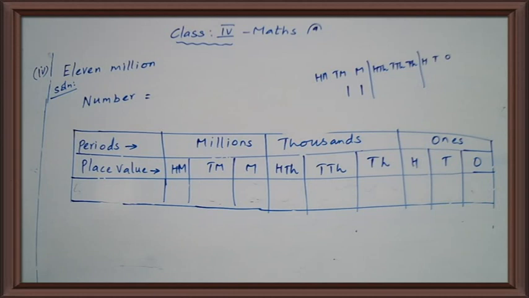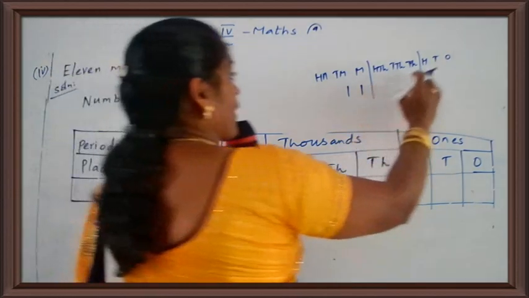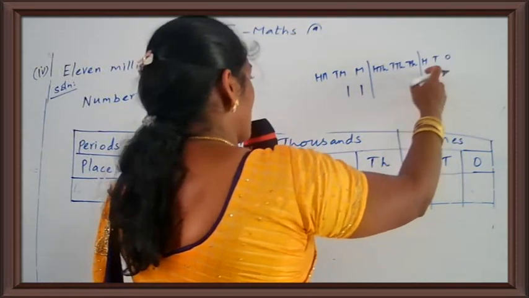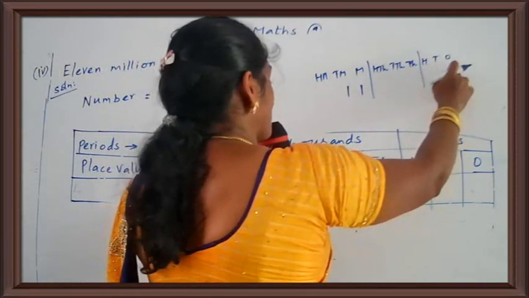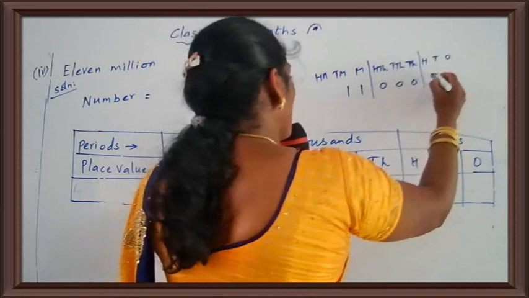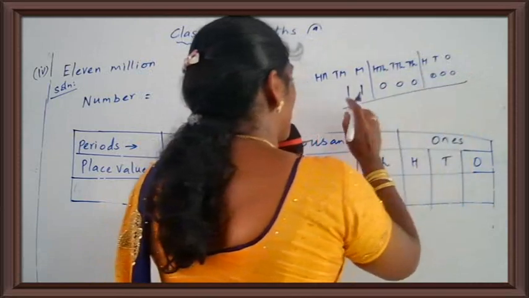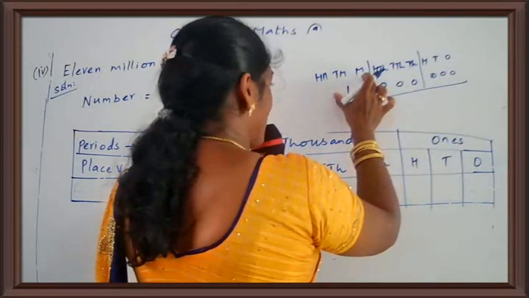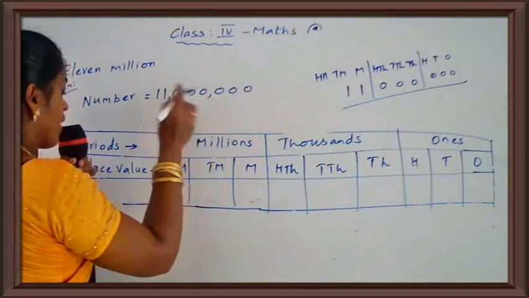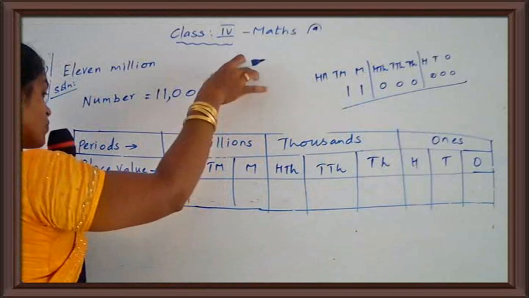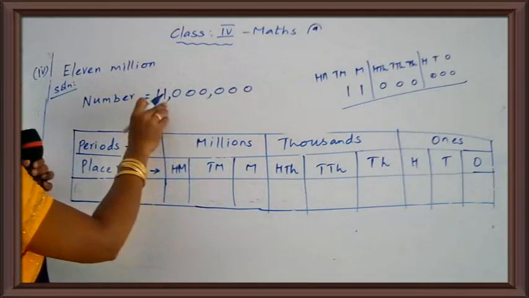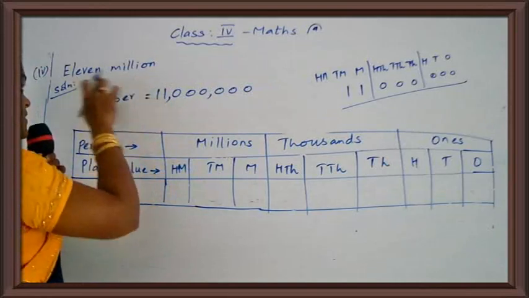So you write the numbers. Okay. The remaining places: 100,000, 10,000, 1,000, 100, tens, ones. Then all the digits are 0. That is, the thousands period is 0. Ones period is 0. Now you read the number: 11 million. So your answer is 11 million. The ones period and thousands period are 0. Only the millions period has how much? 11. So your number is 11 million.